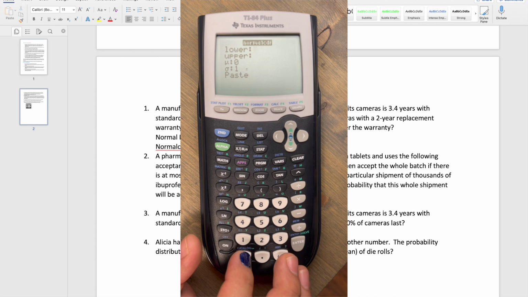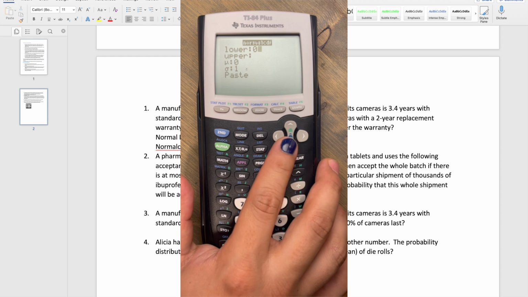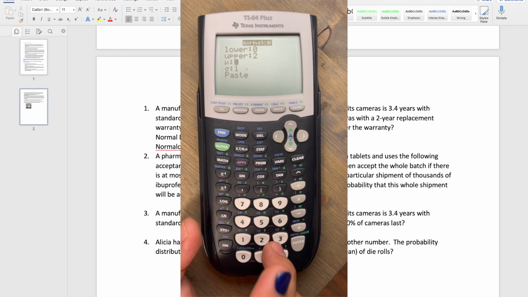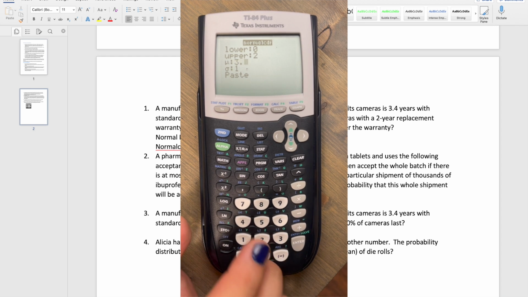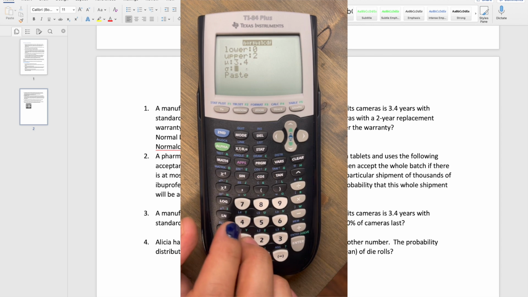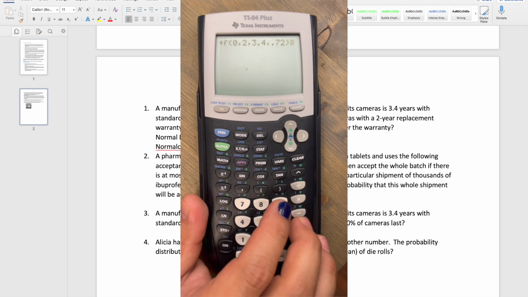our lower. Once again, I said 0. This is what I'm going to go by just because it can't be negative if you've manufactured it. It only counts from the day it was manufactured. In my head, that's how I see it. Then my upper is the 2 years. Sorry, my mean is 3.4 and my standard deviation is 0.72 years.